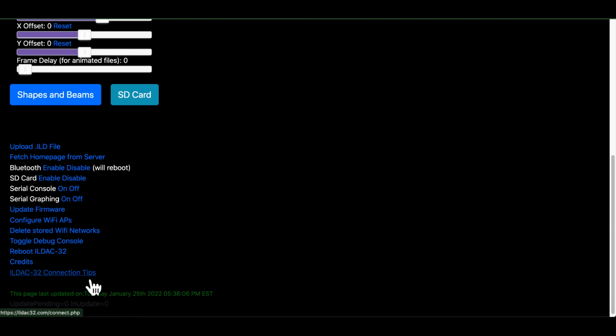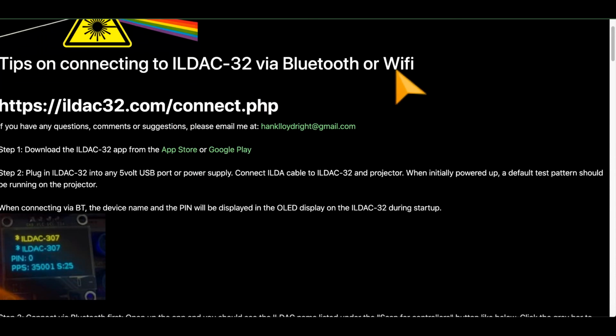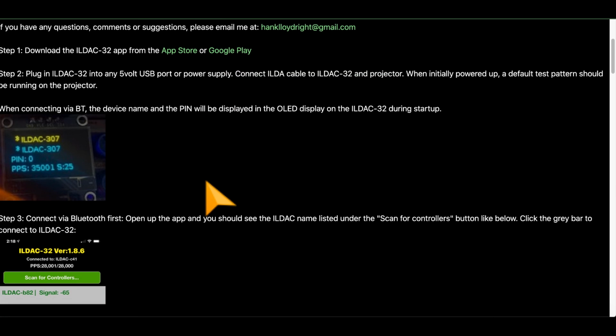The last thing is just another web page on the domain, which is connection tips on connecting to Bluetooth or Wi-Fi. When you first get an ILDAC-32, it's in Bluetooth mode only, so you'll need to connect via mobile app to enable the Wi-Fi and then join your local network, and then from that point on it'll stay on your Wi-Fi network. I'm not going to go through this.